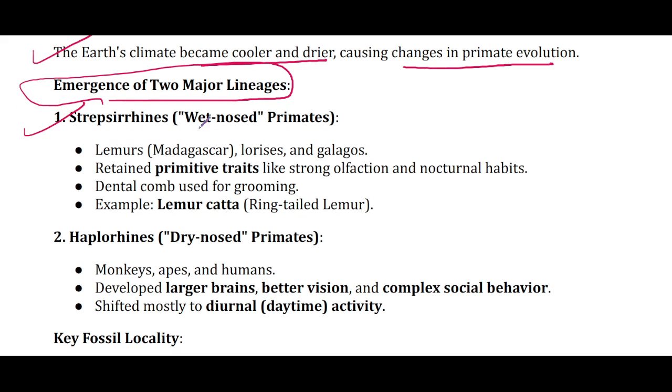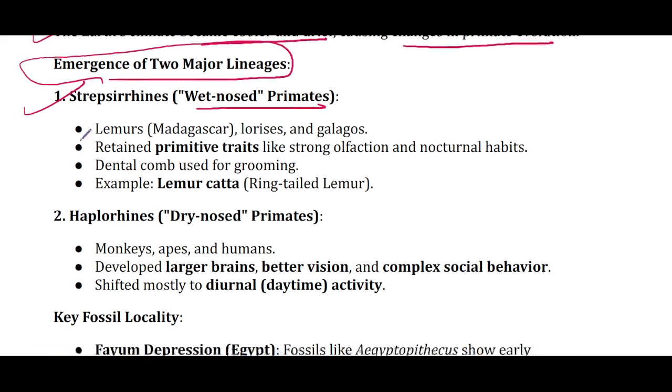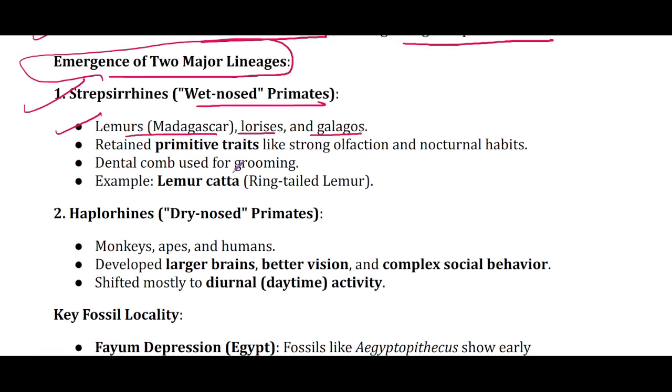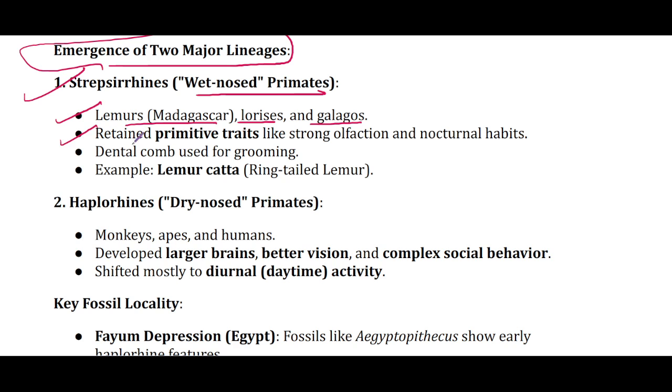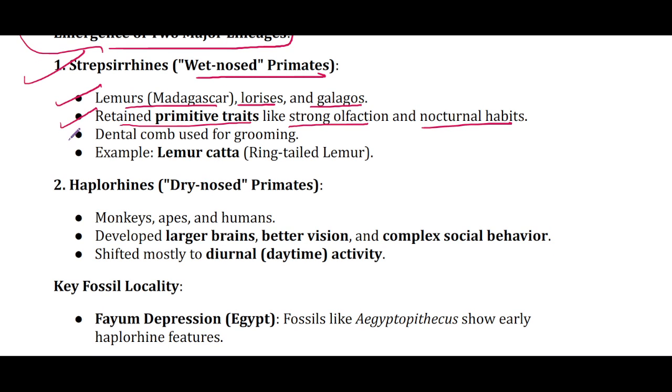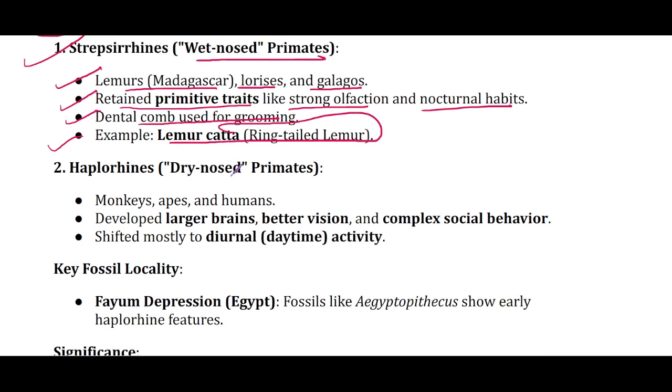First, Strepsirrhine, which means wet-nosed primate, that include lemurs from Madagascar, lorises, and galagos. Second feature, they retain primitive traits like strong olfaction and nocturnal habits. Then they use a dental comb for grooming. Example, lemur catta or ring-tailed lemur.